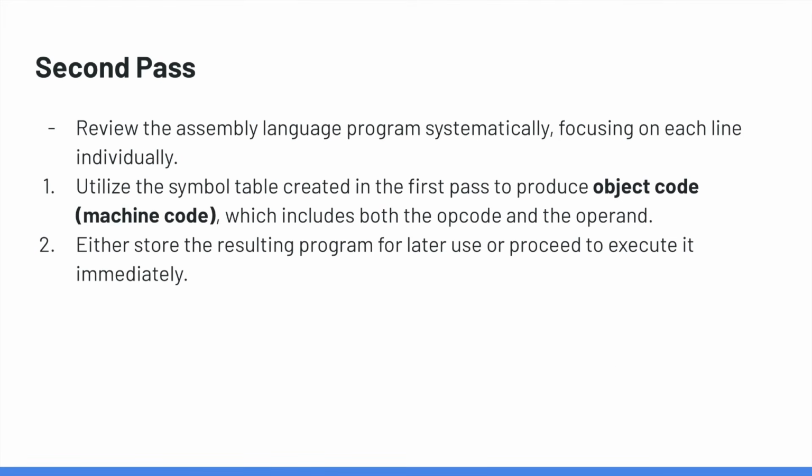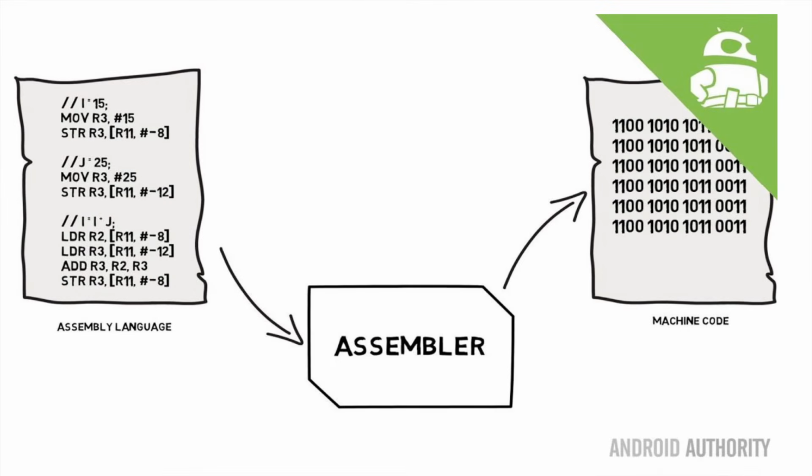For our second pass, what we're going to do is we're looking at the assembly language program, but we're placing greater focus on each individual line. We're going to use the symbol table we just created in the first pass to produce machine code, which includes both the opcode and operand, so the instruction and anything that instruction is performing operations on, but it's all going to be in binary. So we're basically using the symbol table to produce binary code. Then we're going to store the resulting program in binary for later use, or go ahead and execute it by sending it to the ALU. And those are essentially our 2 passes.